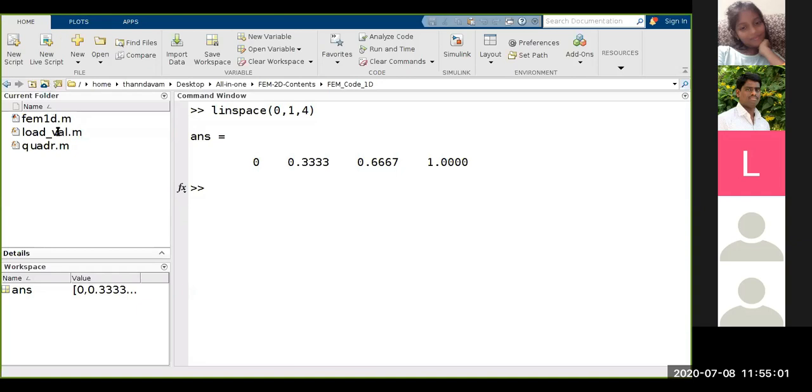Okay, then so x creates all the mesh points. Then what do we do? I simply take h, which is the step size. See, this linspace command automatically takes that h, but specifically we need that h value.